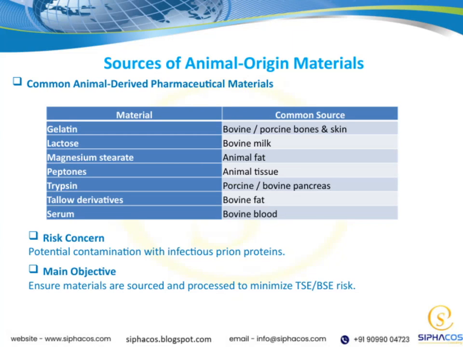One of the biggest concerns we face is the risk of contamination from infectious prion proteins. These are linked to diseases like TSE and BSE, which we absolutely need to avoid. Our main goal is clear. We have to make sure every material we use is carefully sourced and processed to minimize this risk. Many common pharmaceutical ingredients come from animal sources: gelatin from bones and skin, lactose from milk, magnesium stearate from animal fat, and others. Knowing where these materials come from helps us manage safety at every step.